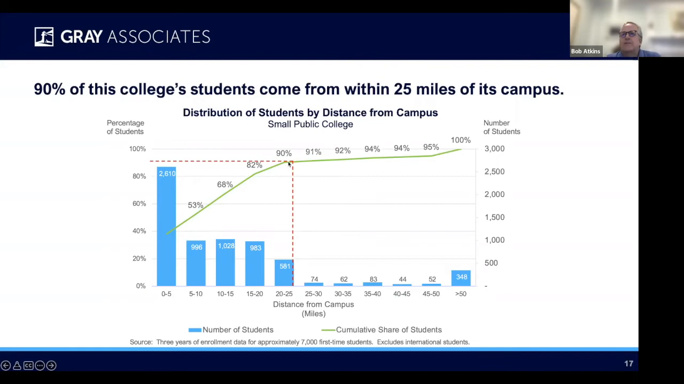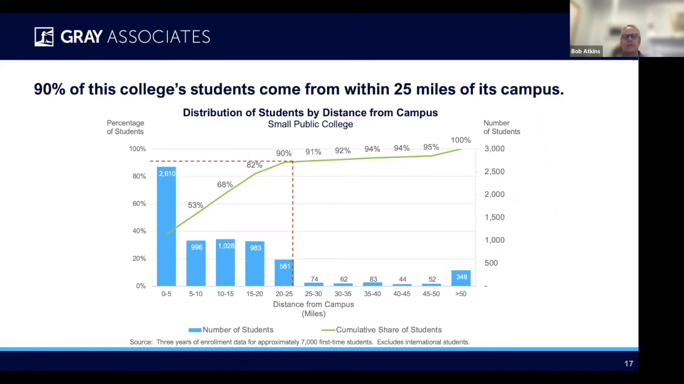So it makes sense to draw a 25-mile radius around this campus, because if we went up to 50, we'd only pick up 1 or 2 more percent. But you pick up a lot of extraneous data on competitors that you don't really compete against, on jobs that are not really available to your students, and so forth. So you want to keep that initial market definition pretty tight so that you know you're looking at the market you really preponderantly serve.